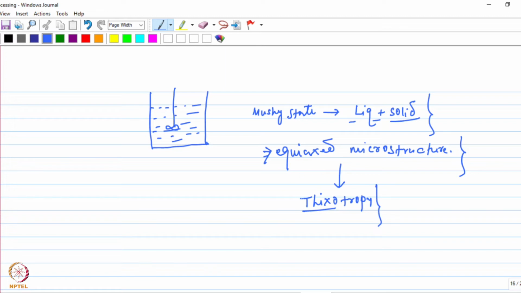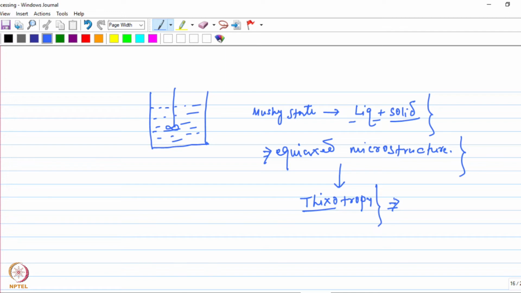Right, so thixotropy is nothing but having an equiaxed kind of microstructure rather than a dendritic microstructure, and that equiaxed microstructure can be preserved even while remelting the material. So once this thixotropic microstructure is formed in the material, you can have this non-dendritic or equiaxed microstructure every time you process this material.